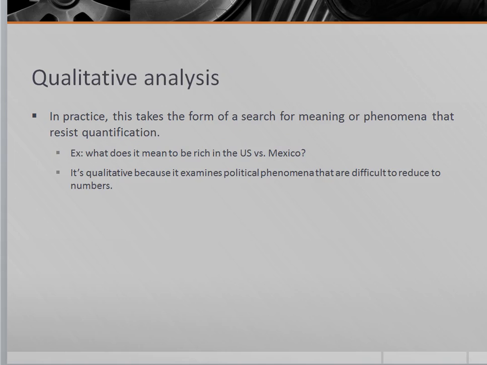Qualitative analysis is more of a search for meaning, right? Or it's a way of talking about phenomena that resist quantification. So we know how rich the average American and the average Mexican citizen is, but what does it mean to be rich in the United States versus Mexico? What kind of attitudes and what kind of significance does that wealth have? What can it buy? What kind of experience do people have when they are at one income level versus another in a different country? This is qualitative because it's hard to reduce those experiences simply to numbers. Although there are people who love turning everything into a number, you might say that's not always the point. That's not always the kind of knowledge you're after when you're comparing countries.